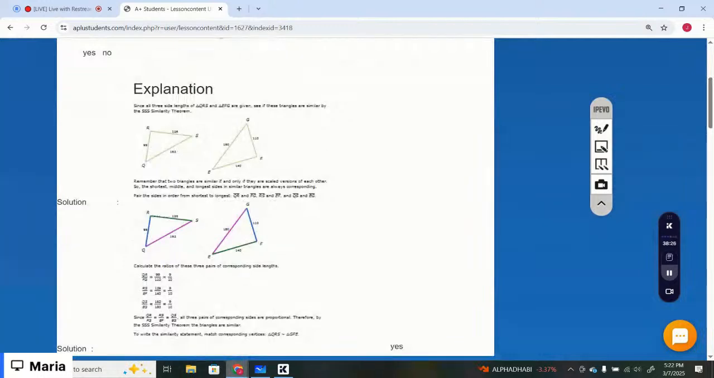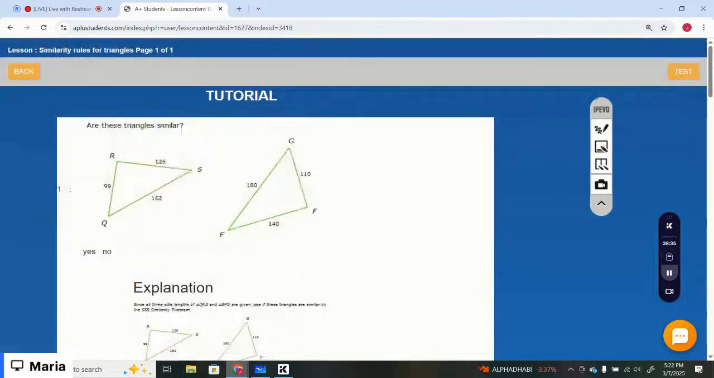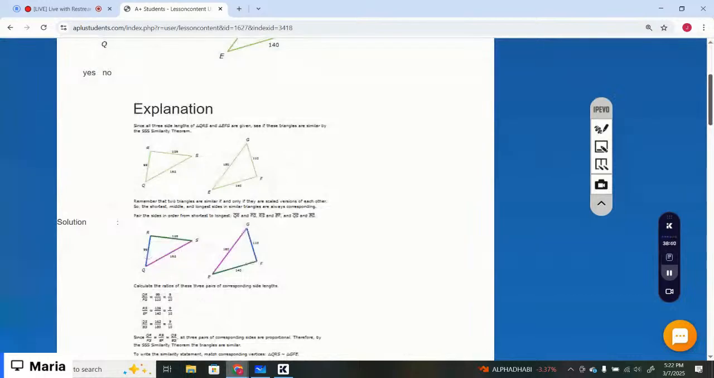Yes, they are similar. You have to see if the ratio between the similar sides is the same, then they are similar. The side RS is similar to GF. RS is 126 and GF is 110. The ratio is 9 over 10. So the ratio between all the similar sides must be the same.